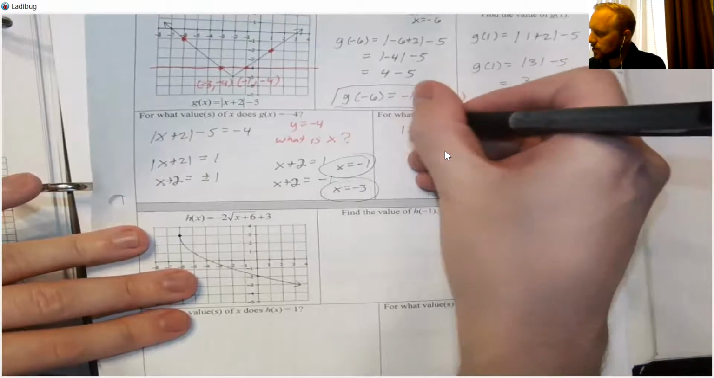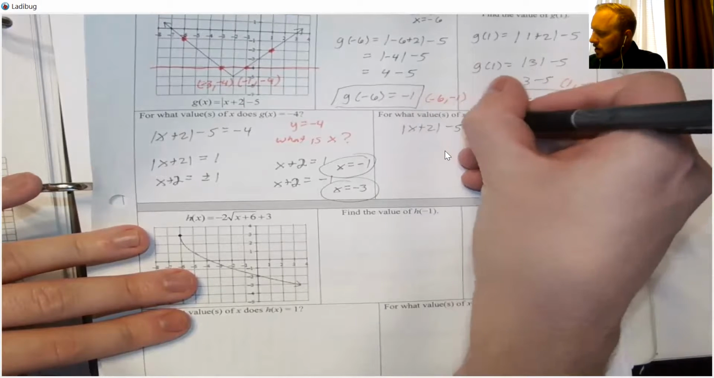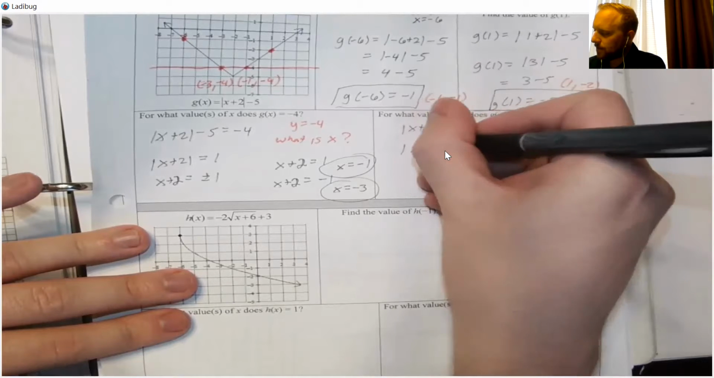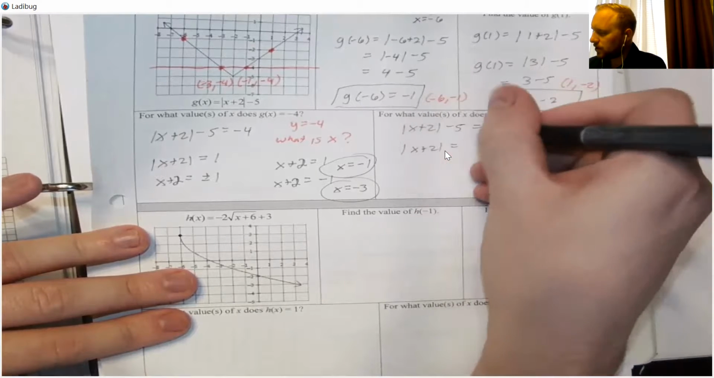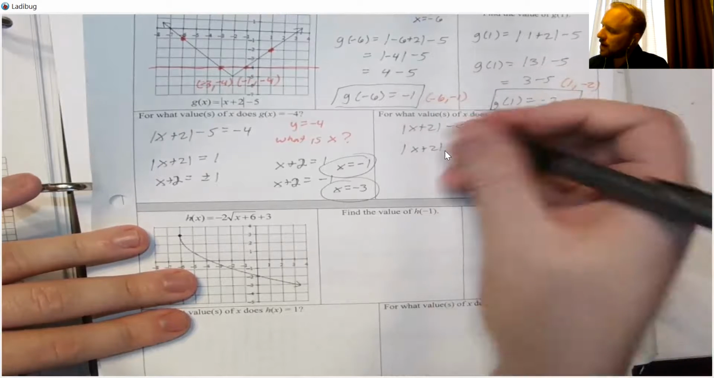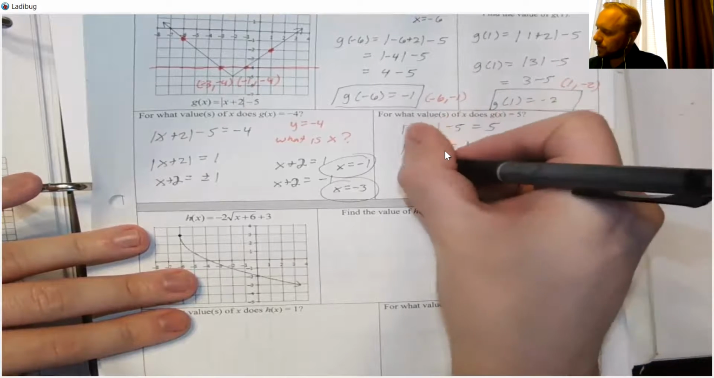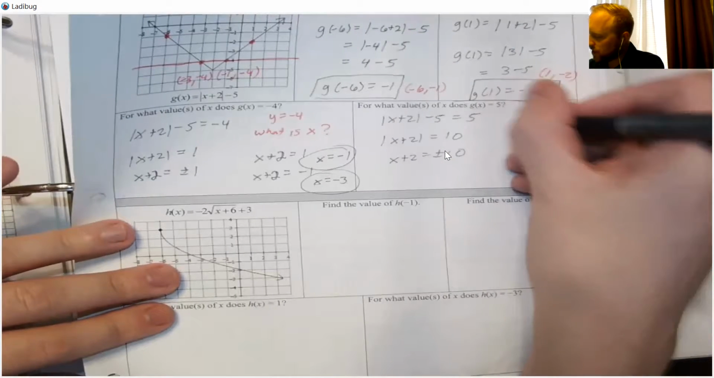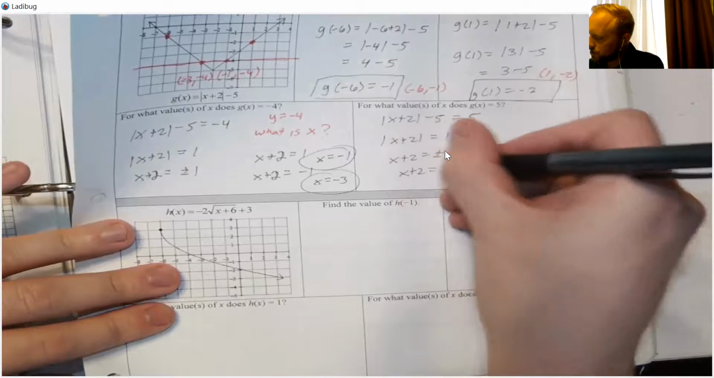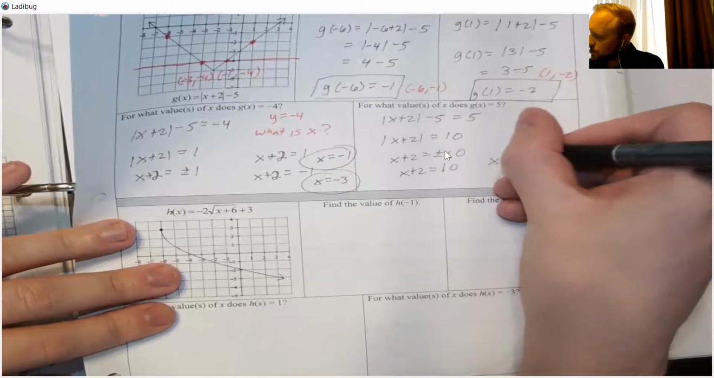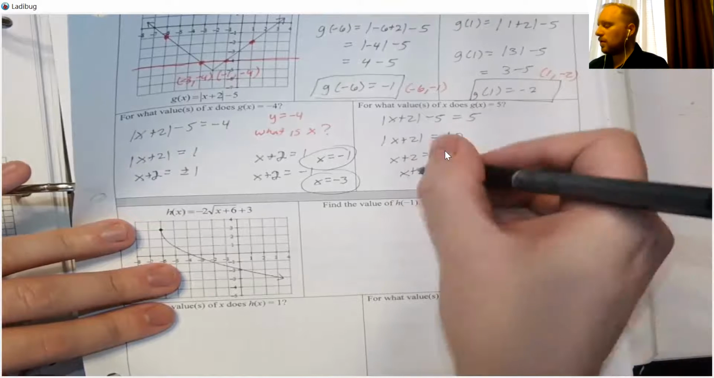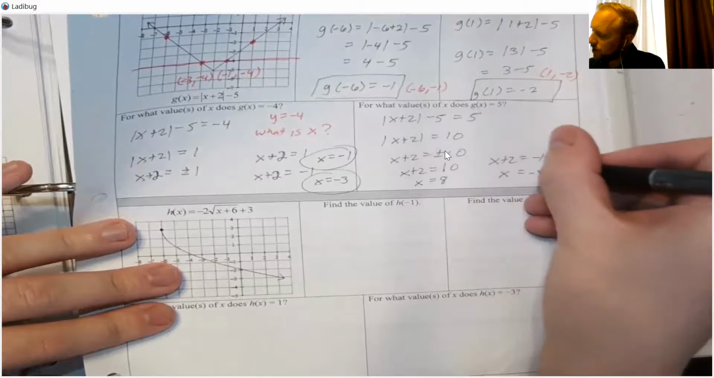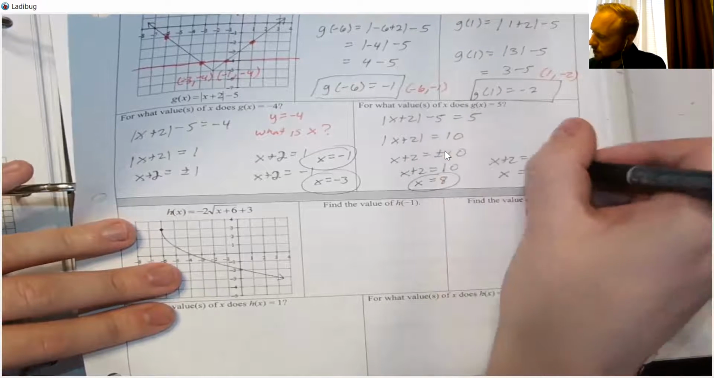So we're going to take |x plus 2| is equal to 5. And we're going to move that -5 to the other side by adding 5. That gives us 10. Then we're going to get rid of the absolute value bars. We're going to put a plus or minus 10. So we have two equations. We have x plus 2 equals +10, and x plus 2 equals -10. And then we're going to solve for x. X equals 8, x equals -12. Those are our two answers.